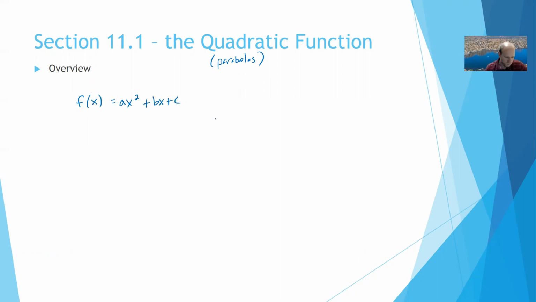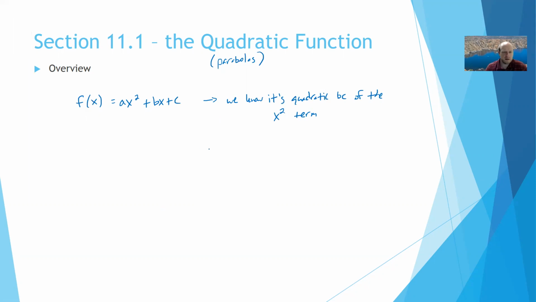Basically, we know that it's quadratic, or a parabola, because of the x squared term. It has one term that has an x squared value in it. That's why we can call it a quadratic.